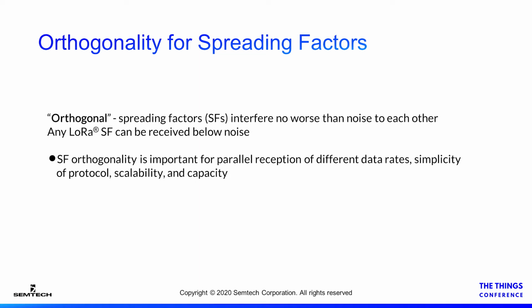So when you transmit at a certain data rate, if there is another data rate being received at the same time, it will impact no more than noise the data rate you really want to receive. It's really important that this property holds, because since we can receive below noise, if data rates act as noise to each other, it means that we can receive several data rates in parallel at the same time on the same channel. That's really important for the scalability and the capacity of the networks.